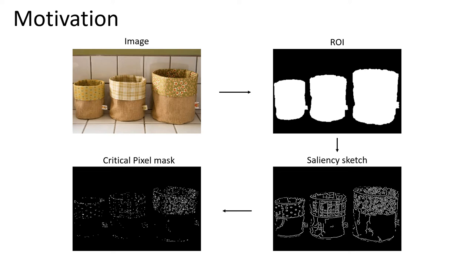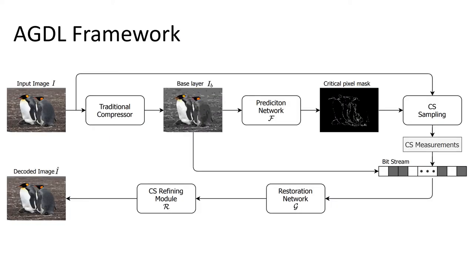For the saliency-driven refinement task, we take a more proactive approach than the straightforward CNN removal of compression artifacts. Here we introduce the design of the proposed AGDL image compression system, and two key technical contributions: 1. Detecting saliency sketch and critical pixel set from the compressed base layer image, 2. Refining the base layer image with the CS measurements of the critical pixel set.